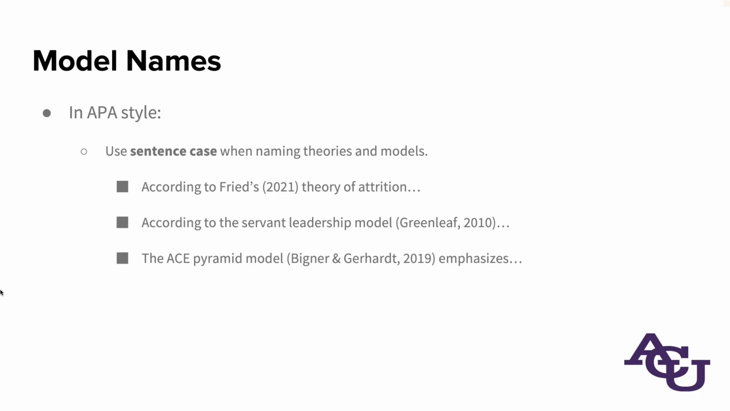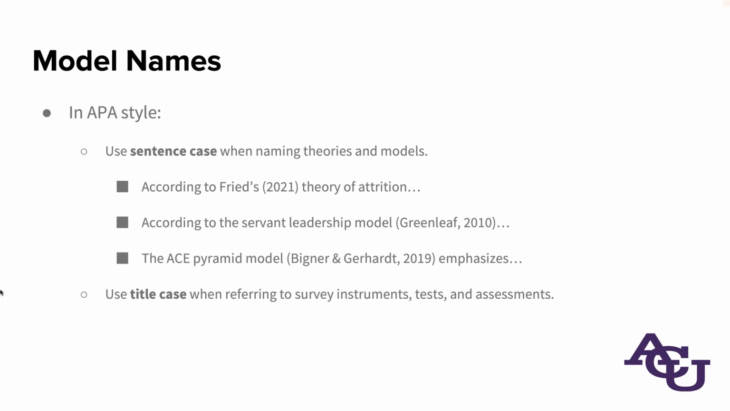Now, if you're wondering why the ACE in the ACE pyramid model is capitalized, that's because it's an acronym. It's a sort of abbreviation, and acronyms get capitalized in APA style. But even though you might see it in a book written as ACE Pyramid with the P being capitalized, the way that APA style treats that with sentence case is that it would be written just as it is here, with the pyramid and model being in lowercase.